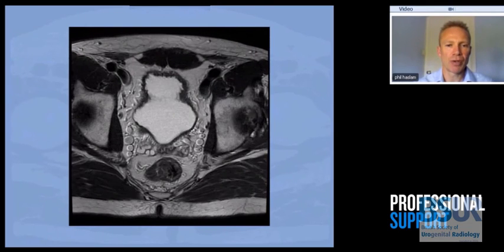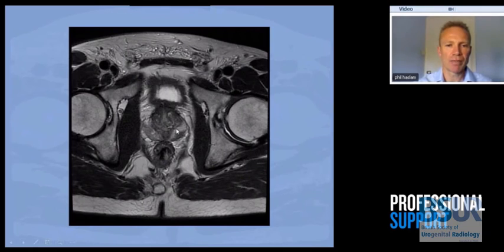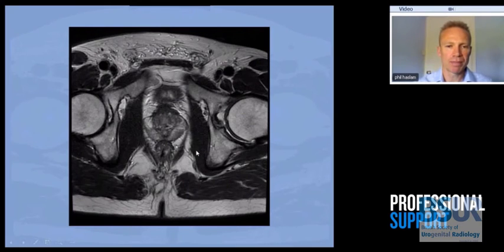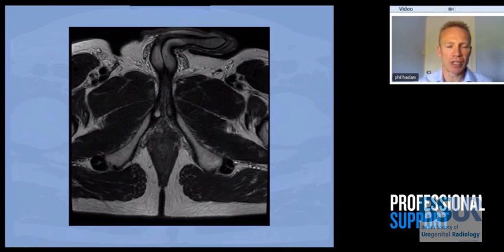I'll just show you a slightly different example, going through these axial slices. Here's the compressed central zone. Coming lower down, that is an area of tumour in the peripheral zone. I'll show you that coronally, because it's shown quite nicely on the coronal slices.